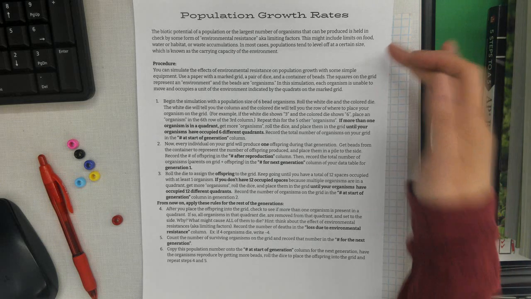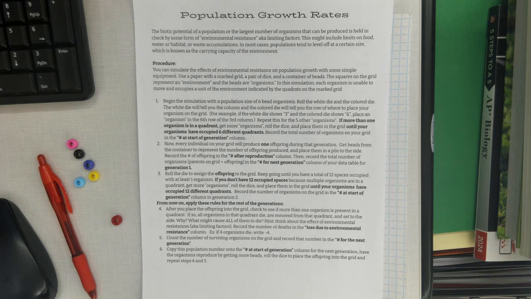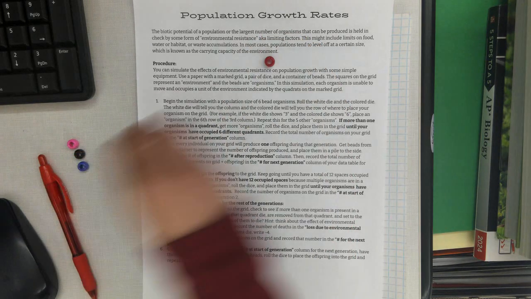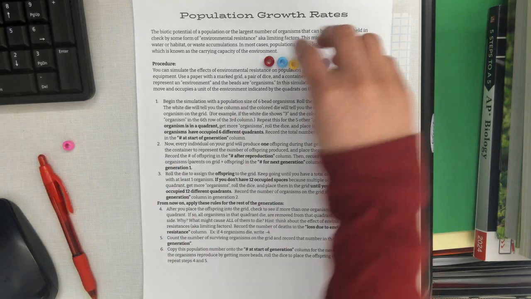So in the introduction, it says that the biotic potential of a population, or the largest number of organisms that can be produced, is held in check by some type of environmental resistance, or we call that limiting factors. And these limiting factors could be like food, water, shelter, could be mates, okay? And in most cases, these populations tend to level off at a certain size, which is known as the carrying capacity. So we're going to start off with these organisms, and let's pretend these organisms are asexual.